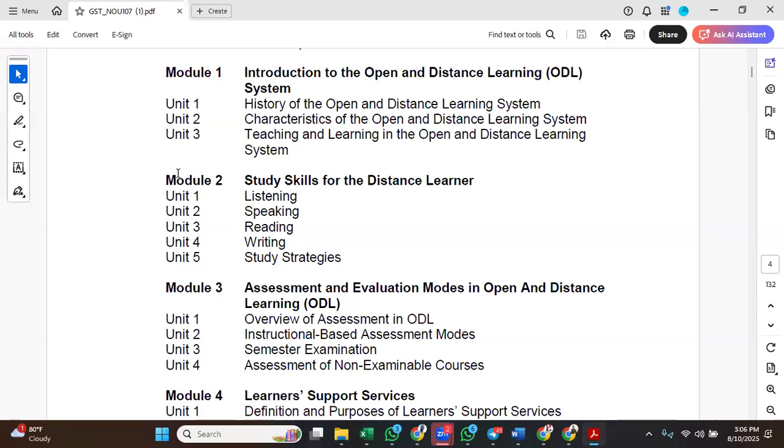That is why they made it compulsory for all 100 level students, regardless of your program. Likewise, every direct entry student must take this course because it's important, whether you enter at 300 level direct entry or 200 level direct entry. So you will learn how to read and how to listen as an ODL student. Henceforth, I may not be saying open and distance learning student; I will just say ODL student. So you should know what that means. How to speak as an ODL student, reading as an ODL student, writing as an ODL student, and then study strategies.